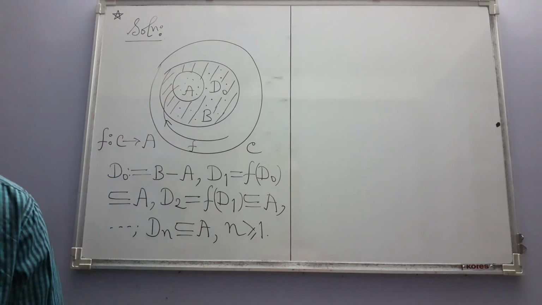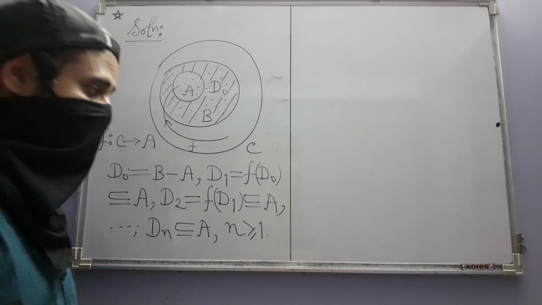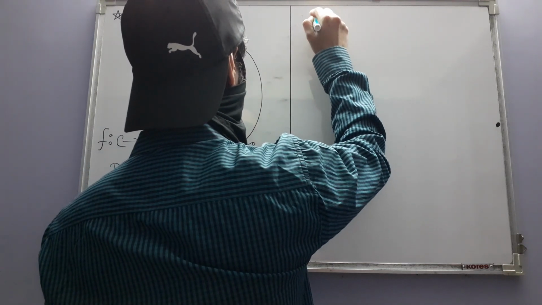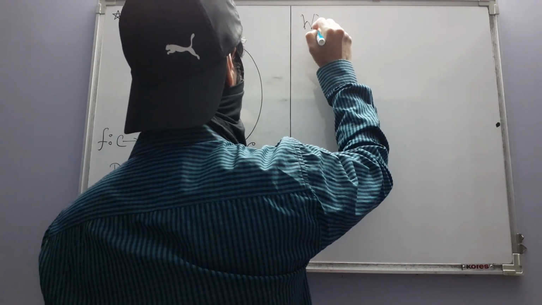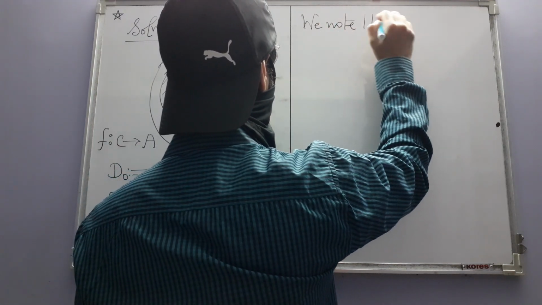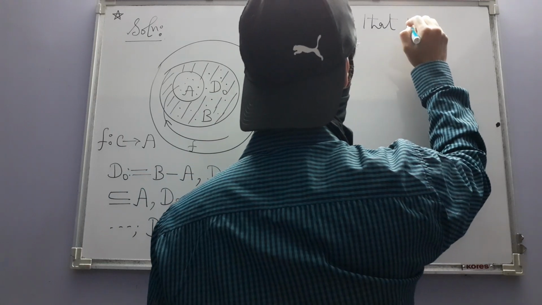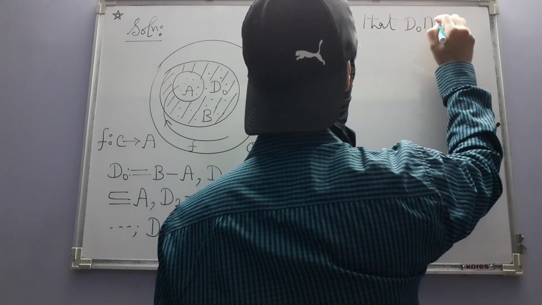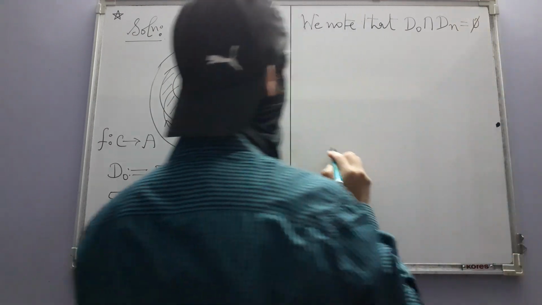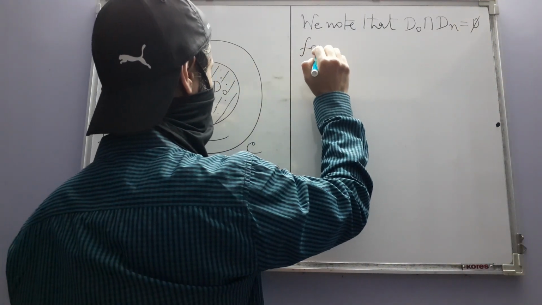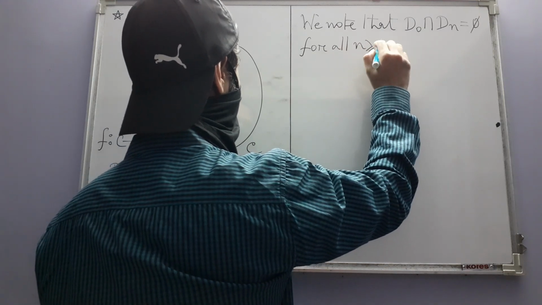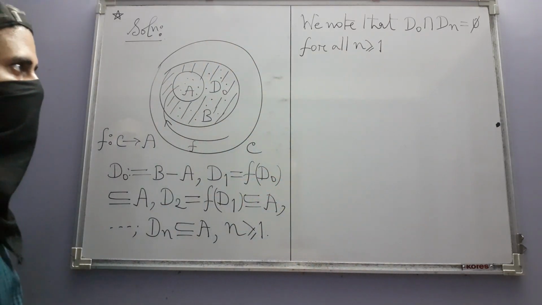So in the solution we write this. We note that D0 intersection Dn is the empty set for all n, for all positive n.